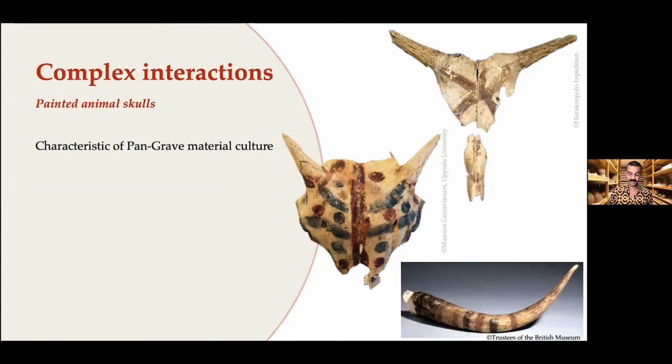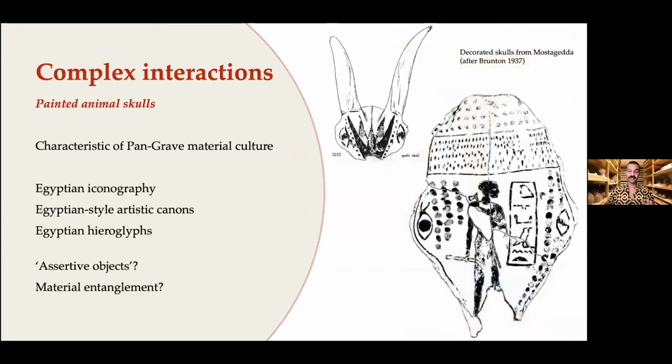They're apparently unique to the Pangrave culture. And normally the painted decoration is simple and non-figurative, consisting simply of lines and dots in red and black pigment. But I want to show you now two examples that do not fit this mold. Unfortunately, I have to show you line drawings because both of these objects are showing their age.